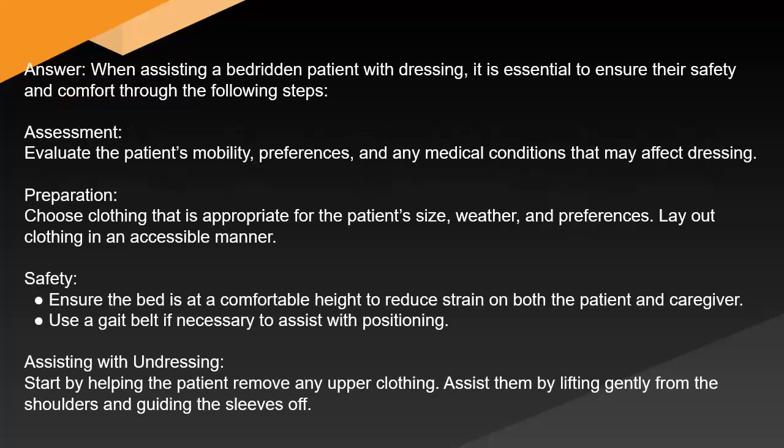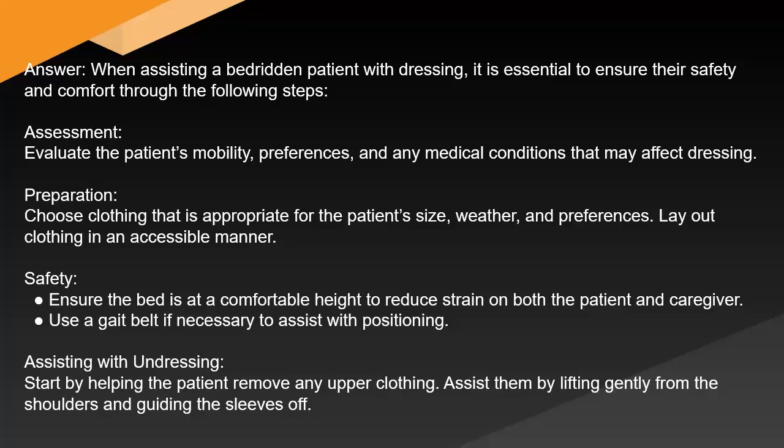Answer: when assisting a bedridden patient with dressing, it is essential to ensure their safety and comfort through the following steps. Assessment: evaluate the patient's mobility, preferences, and any medical conditions that may affect dressing. Preparation: choose clothing that is appropriate for the patient's size, weather, and preferences. Lay out clothing in an accessible manner. Safety: ensure the bed is at a comfortable height to reduce strain on both the patient and caregiver. Use a gait belt if necessary to assist with positioning.